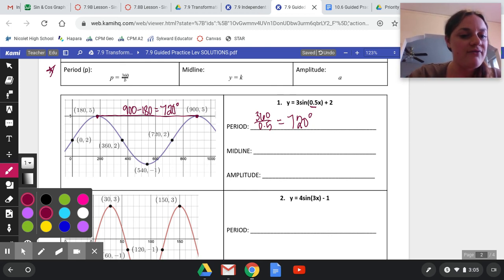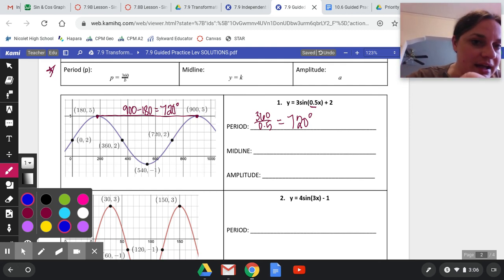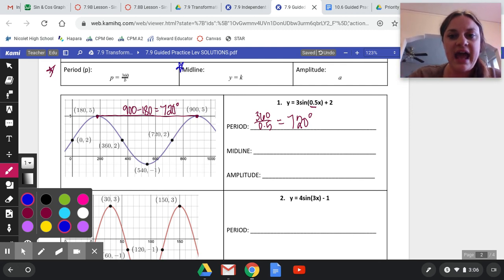Then you have your midline. Your midline is y is equal to k. So looking at my graph, I can see right here my k value is 2. So my midline is at y is equal to 2.